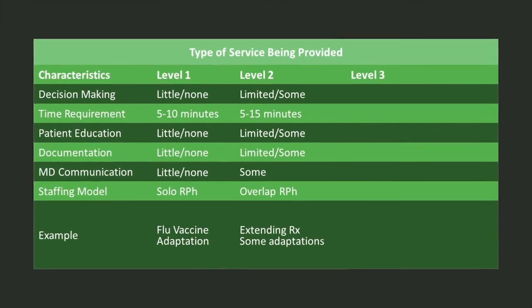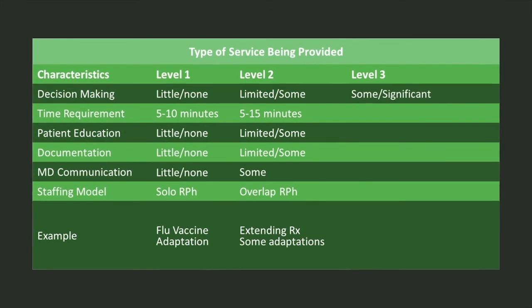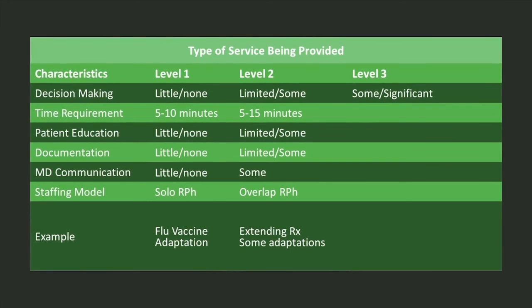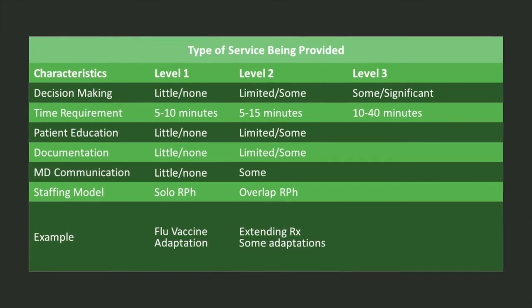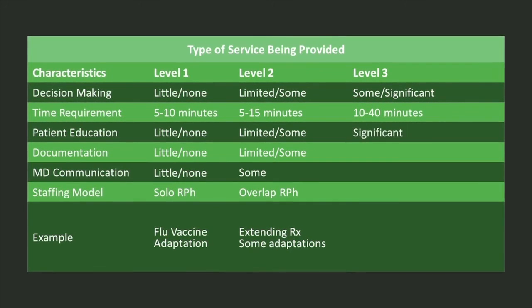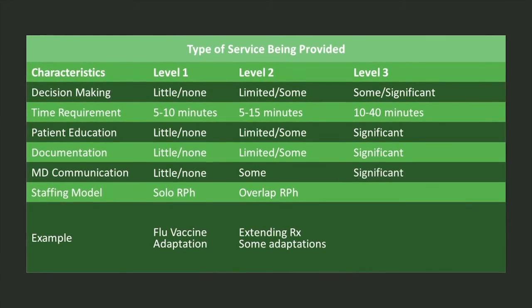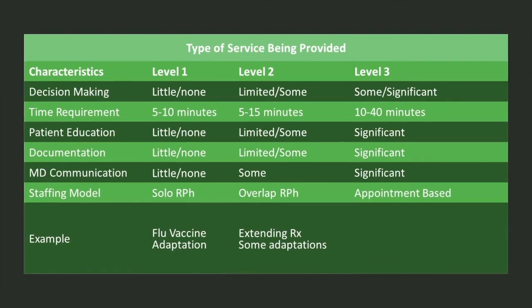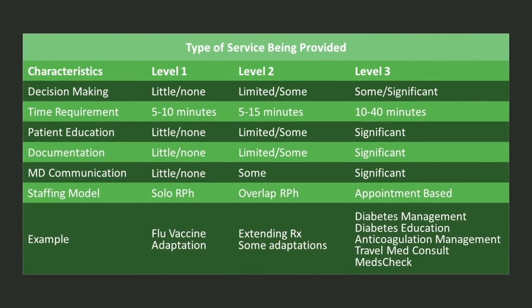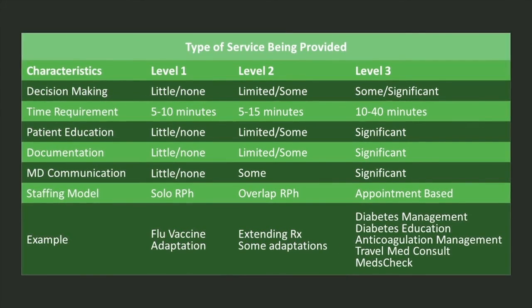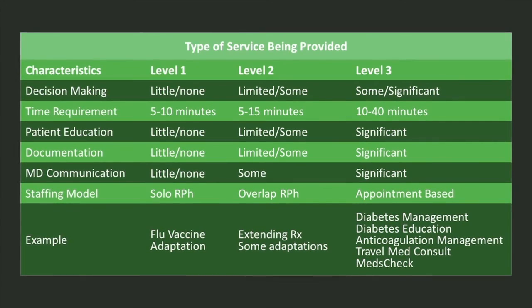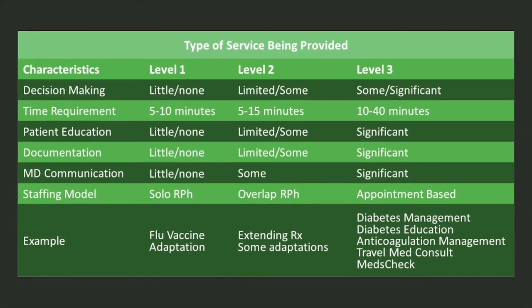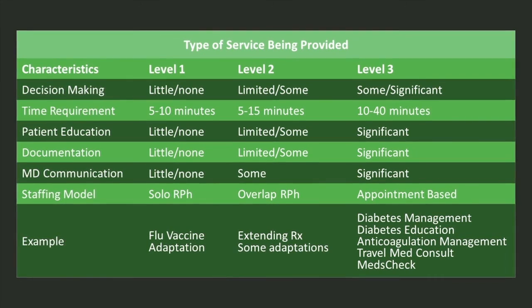A level 3 service requires some or significant amount of decision making. The time requirement can be anywhere from 10 to 40 minutes, and the amount of patient education, documentation, and physician communication is significant. This staffing model requires appointments. Examples of these level 3 services include diabetes management, diabetes education, anticoagulation management, travel medication consultation, or conducting a proper meds check.